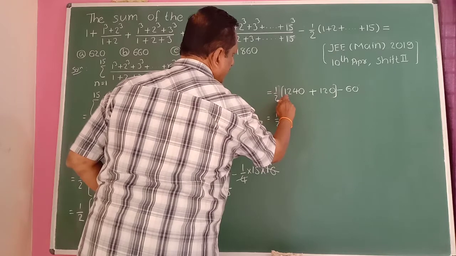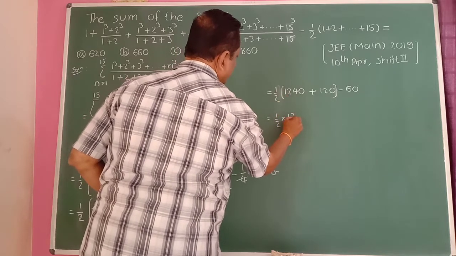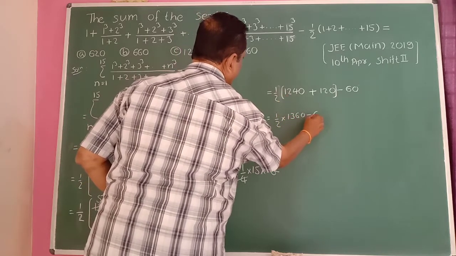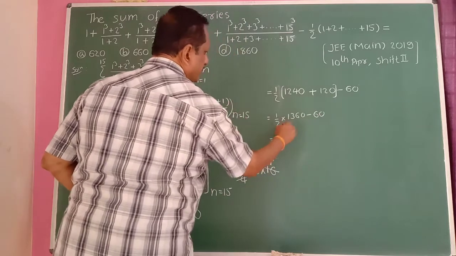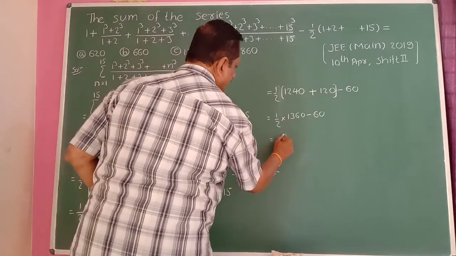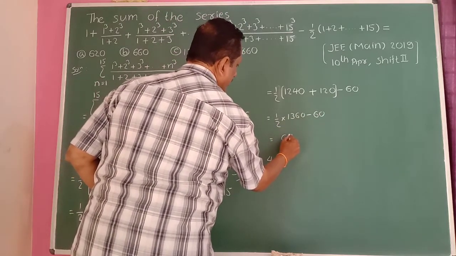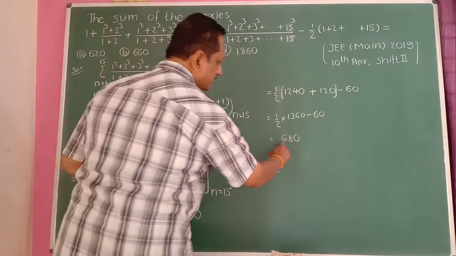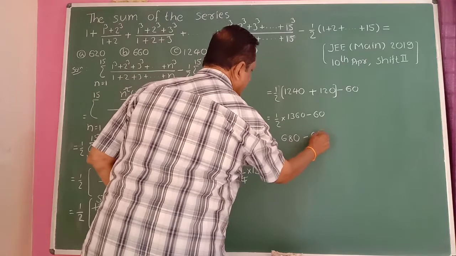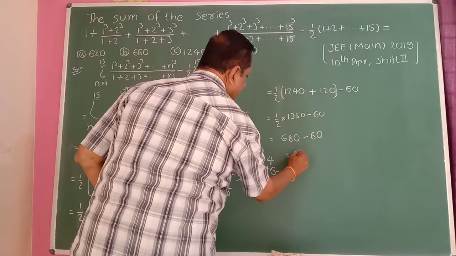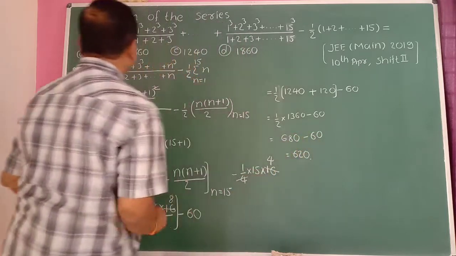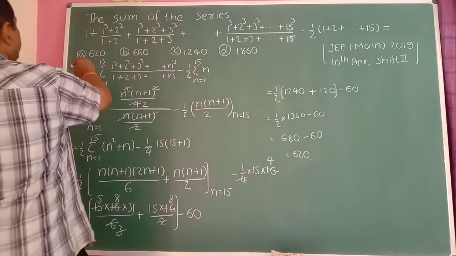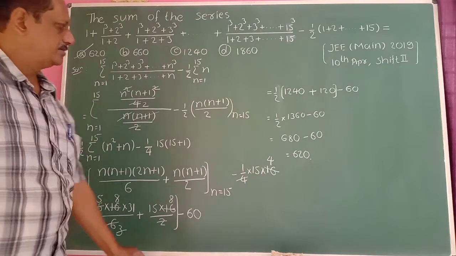So 1360, 1360 minus 60. Then divide it here: 2 6s are 12, 2 8s are 60. 680 minus 60, so therefore it gives 620. So 620, first option is correct.